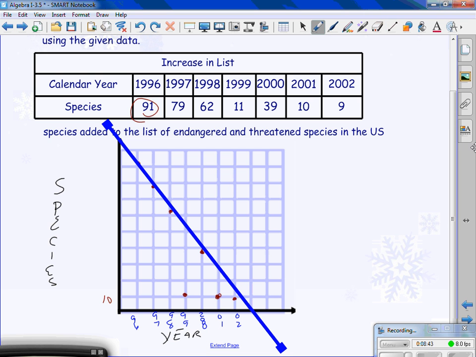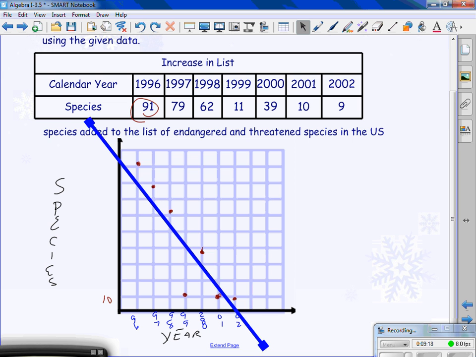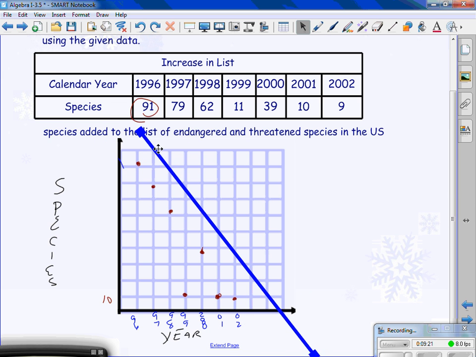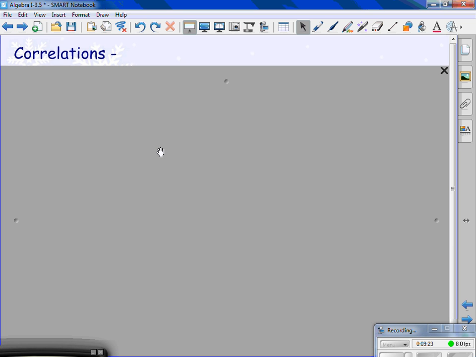What would it probably say then in about 2003, 2004? There's actually no species added. And then realistically, in 2010, if it was negative, what's happening now? They're getting taken off, which does happen, but it's not as likely. And there's your graph. What can you tell me about all of these? They're going down, right? Now our trends, I'm going to skip ahead just a little bit, are called our correlations.